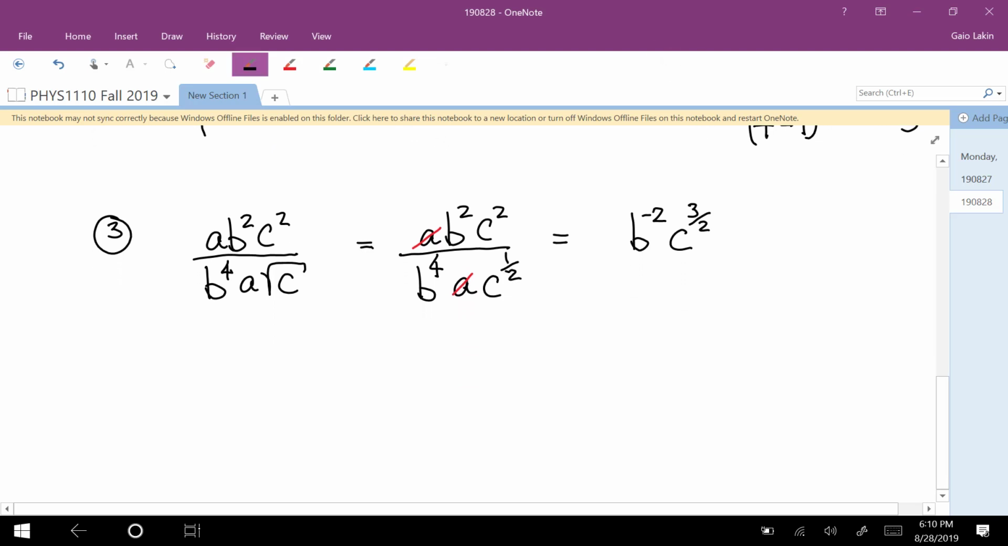Or a lot of people would write it as c cubed square root over b squared, something like that.